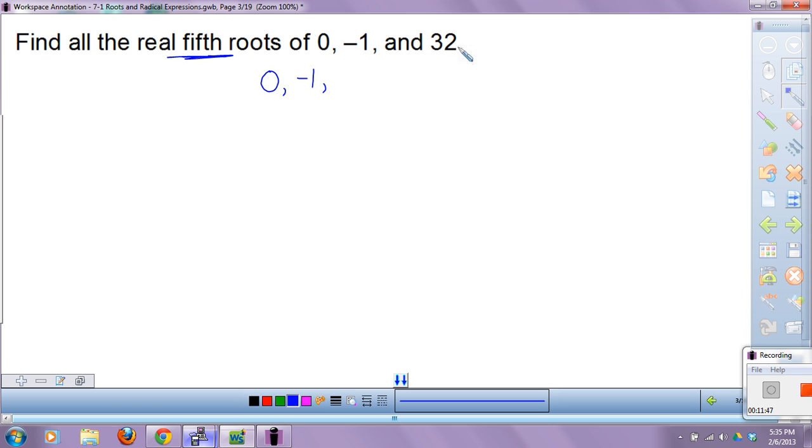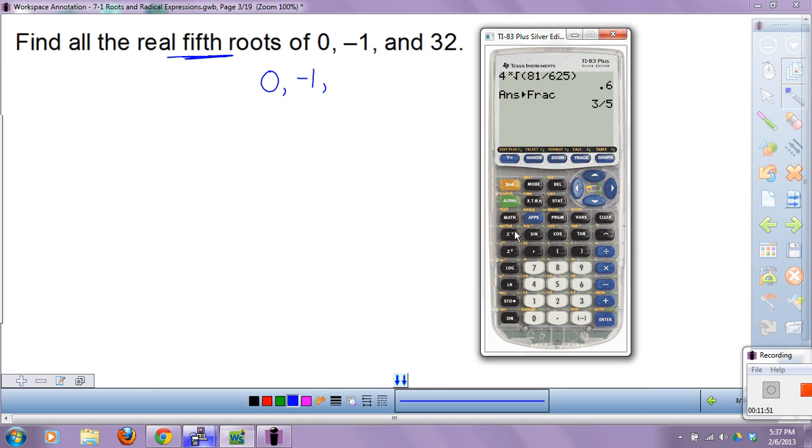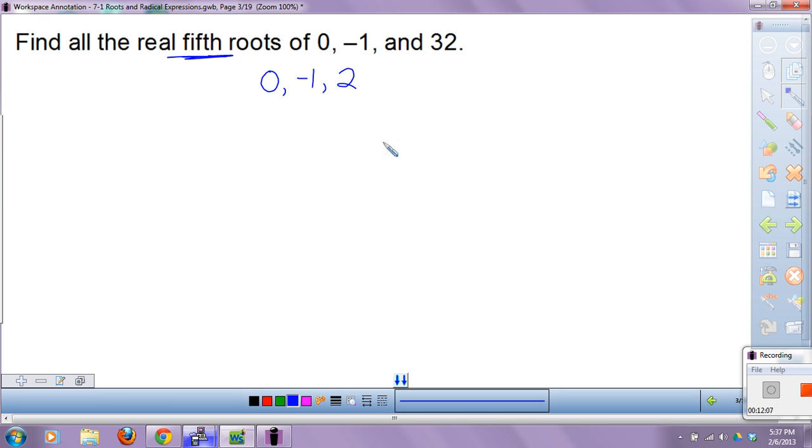And then finally for 32, this one you may not have known, but remember that you can use your calculator. We want to do the fifth root, so start with your 5, math, and then it's choice number 5, the fifth root of 32, which is 2. So 2 times 2 times 2 times 2, 2 times itself 5 times will get you 32.